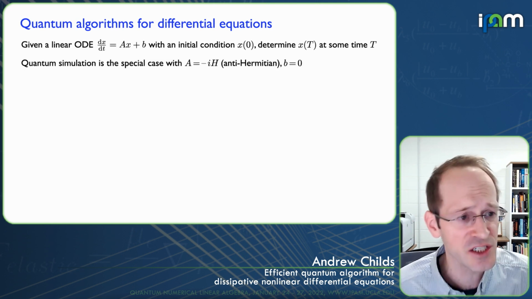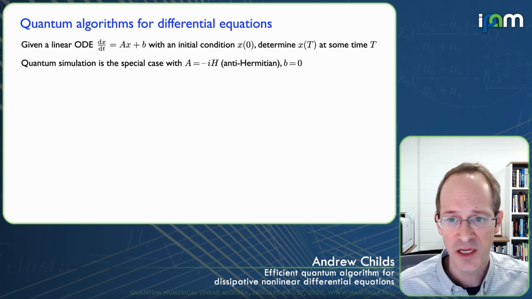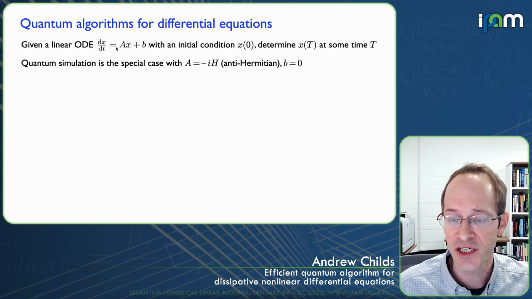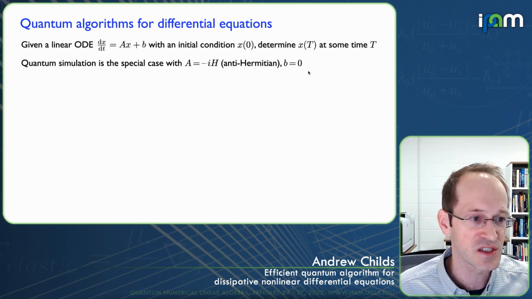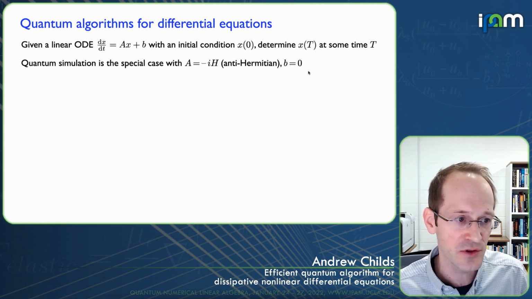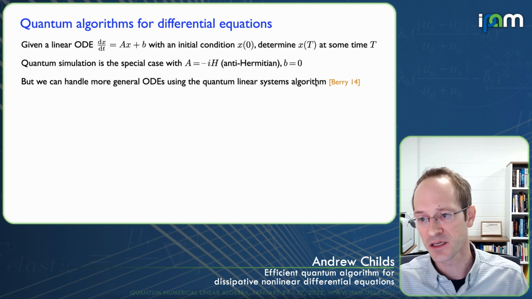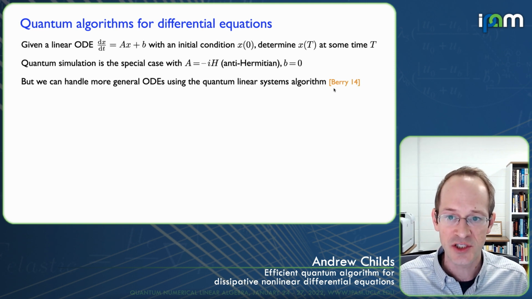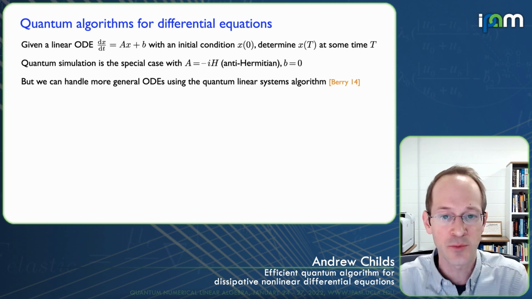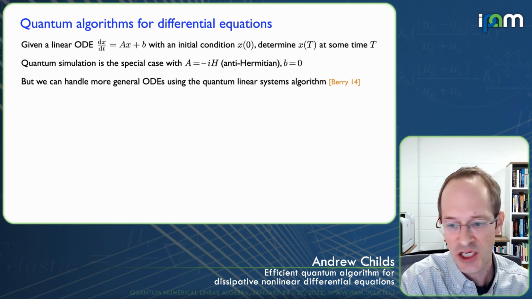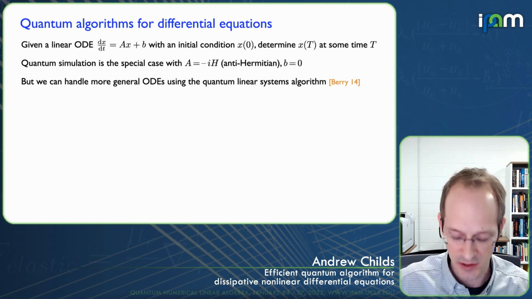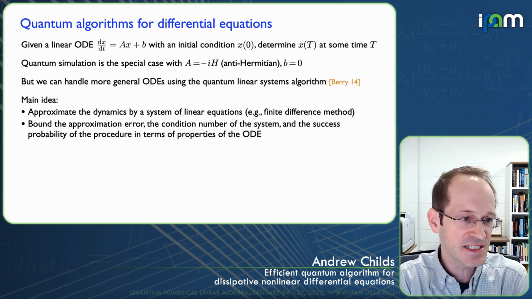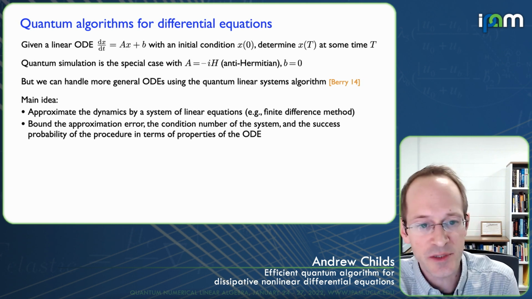So quantum simulation is really just the special case of this, where the matrix A is anti-Hermitian and the system of equations is homogeneous. But you can consider the more general case, and in a nice paper of Dominic Berry in 2014, he showed how to do this for some more general linear ODEs using the quantum linear systems algorithm as a subroutine. And the basic idea is reasonably straightforward.